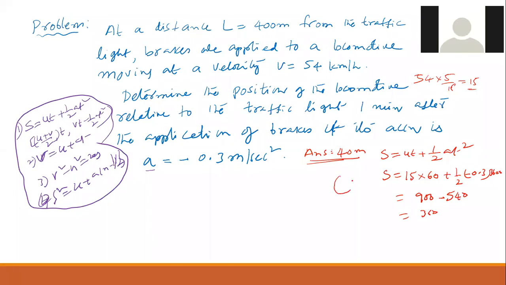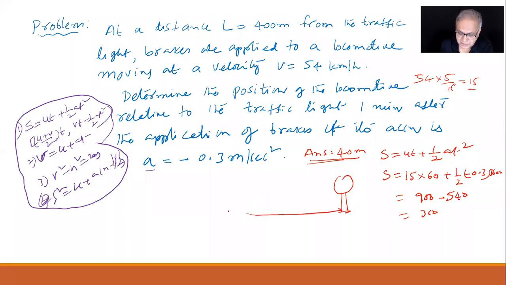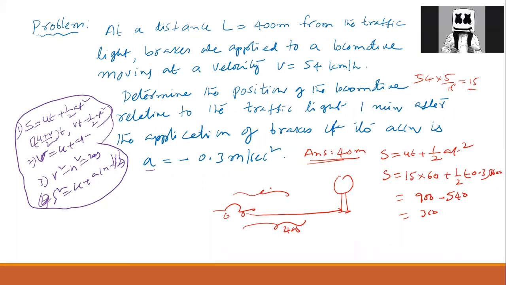360. Yes, so this was the traffic signal, right? Initially the automobile was at 400, so it stopped after 360, is what Sachit says. So the answer should be 40. Is this correct?